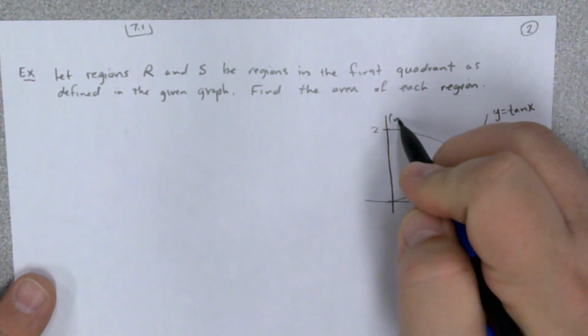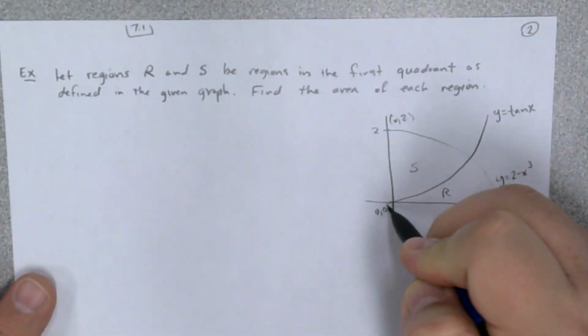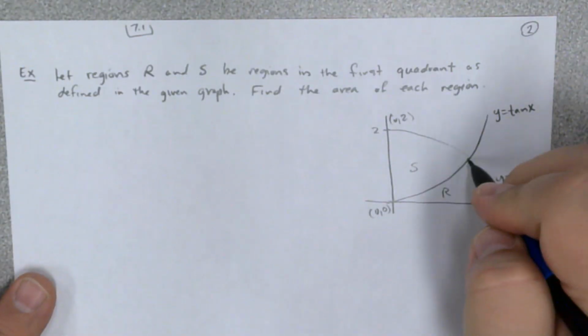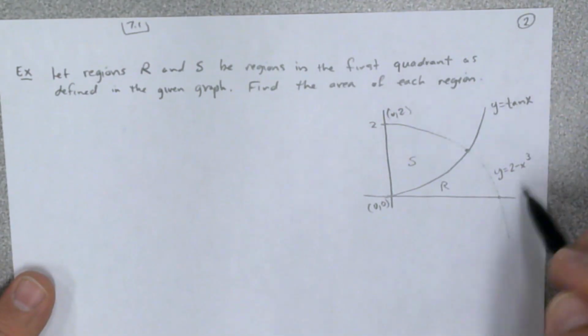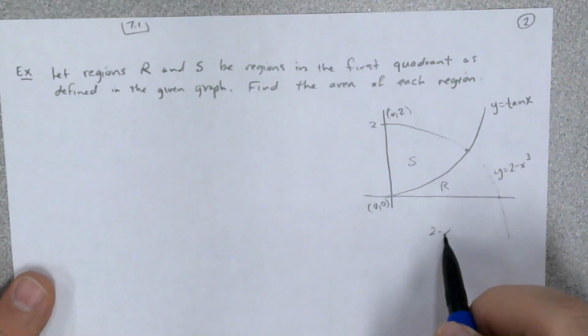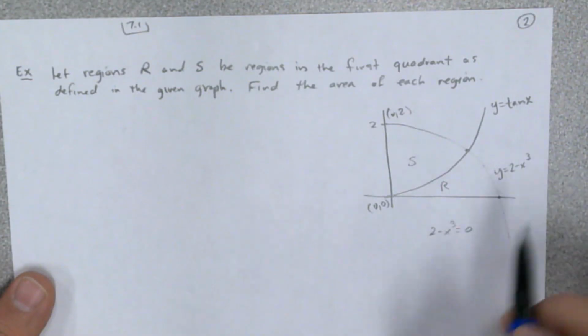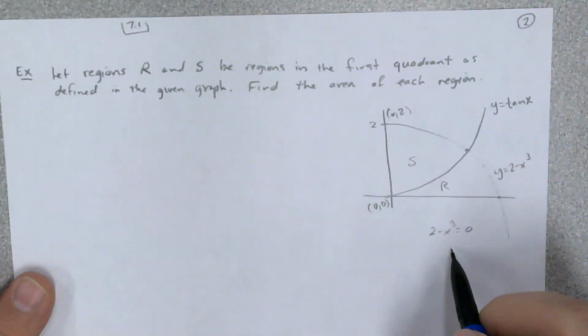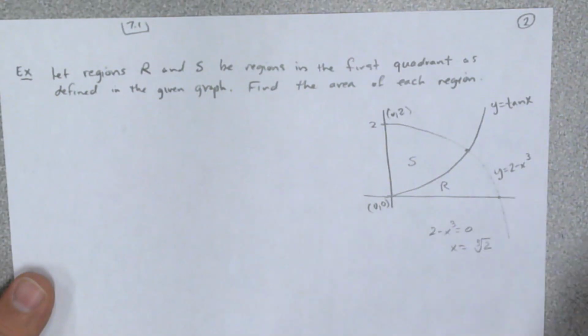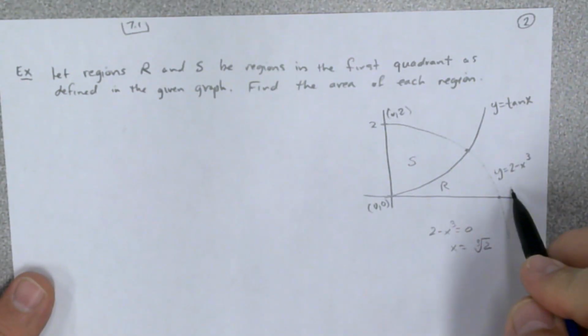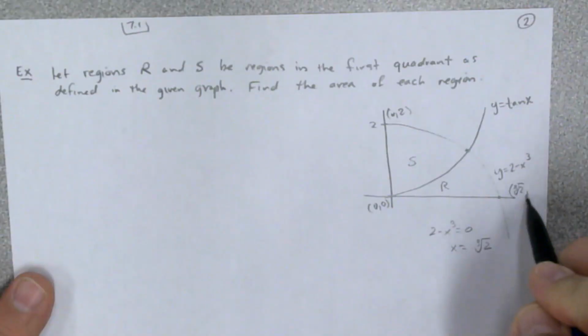This is going to be (0, 2). This is going to be (0, 0). These may not be so obvious. This one right here is when that is equal to 0. So when is 2 minus x to the third equal to 0? And we can solve this out. And you end up getting x is equal to the cube root of 2. So that's the name of that point right there, the cube root of 2 comma 0.